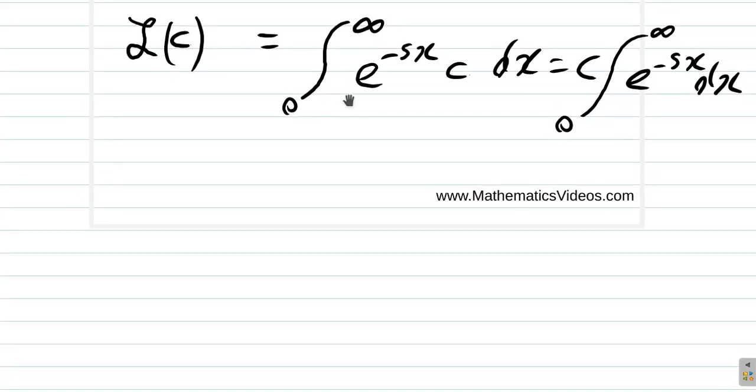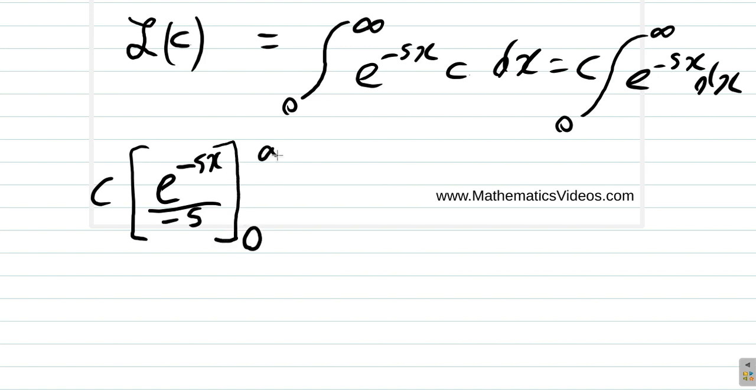So here now, let's go ahead with this. This is c times, let's put a square bracket there. What is the integral of e to the minus sx? You can use integration by substitution. If you have been doing a lot of integration by substitution, then at some point you can recognize what the integral of e to the minus sx is. It's going to be e to the minus sx over negative s.